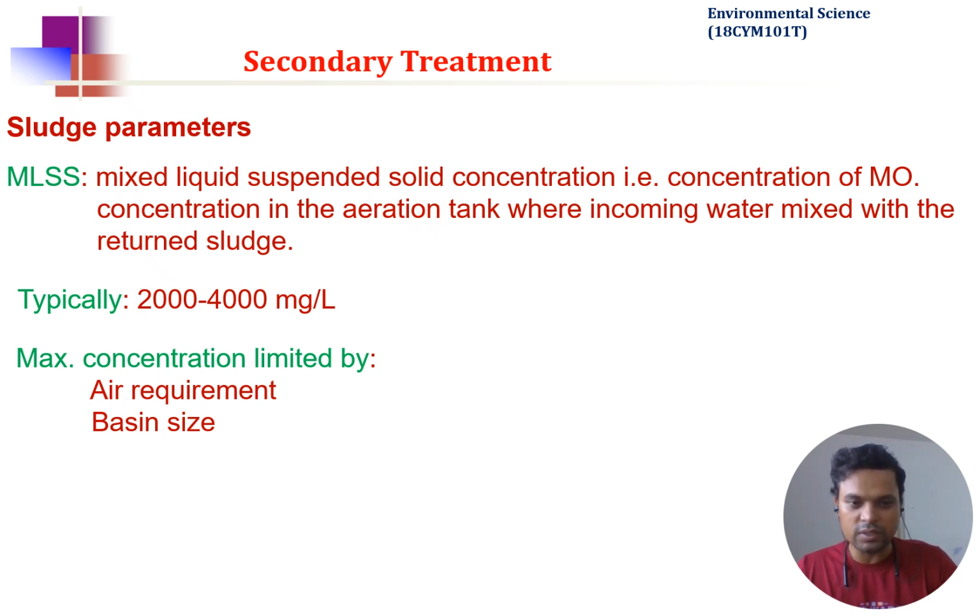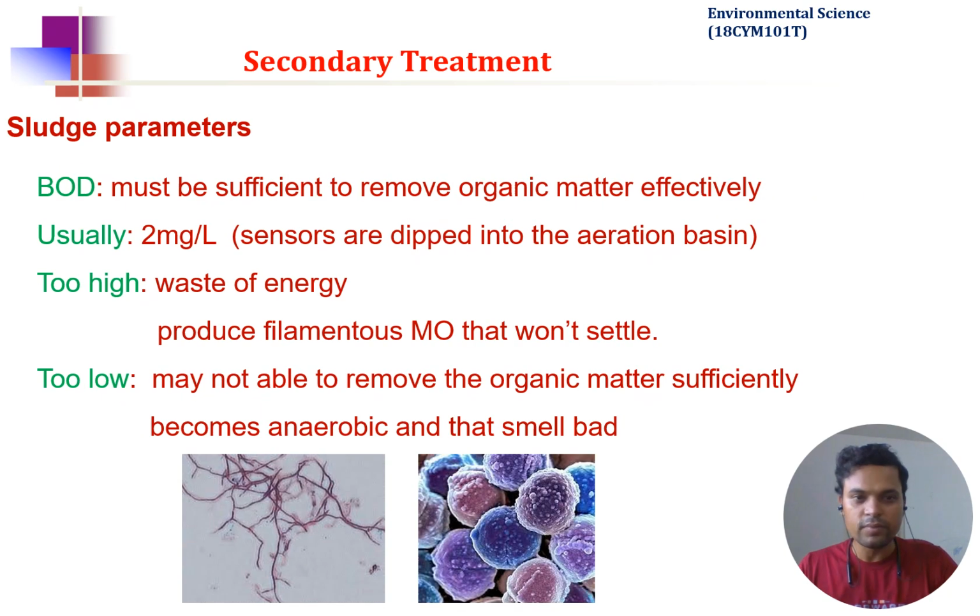The maximum concentration is also limited by the air requirement, because if you have more microorganisms, you need more and more air, and also by the basin size. So these are a few important things that people have to keep in mind when they do wastewater treatment. Then BOD, biological oxygen demand, which we already discussed, is basically 2 milligrams per liter for very good or pure water. If it is too high, there will be a waste of energy, because it produces filamentous microorganisms that won't settle down.